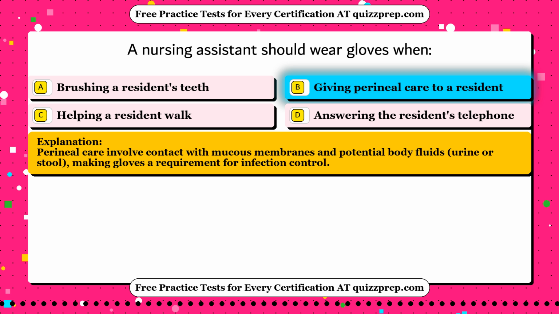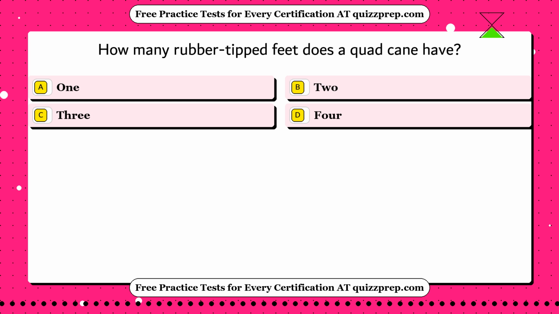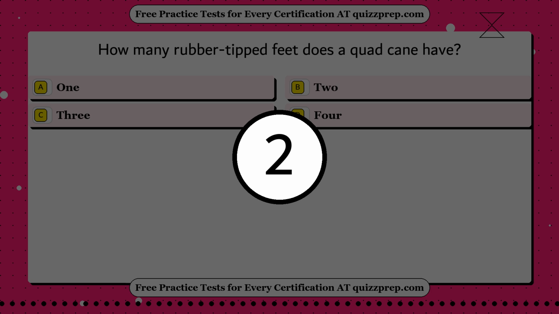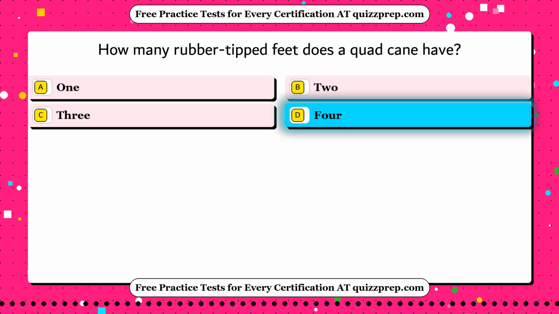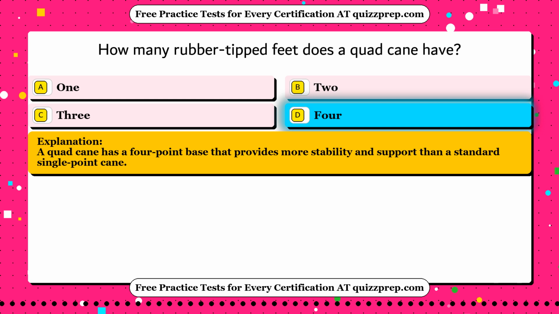Question 34. How many rubber-tipped feet does a quad cane have? Option A, 1. Option B, 2. Option C, 3. Option D, 4. The correct answer is option D, 4. A quad cane has a 4-point base that provides more stability and support than a standard single-point cane.